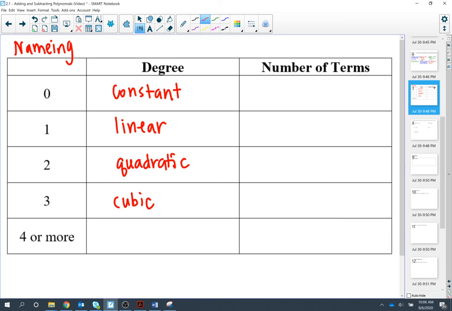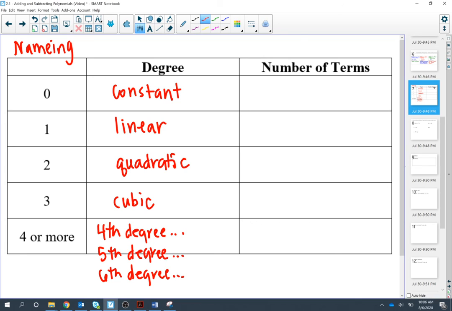If it has a degree of 4 or more, you just use the number. For example, you just say 4th degree, 5th degree, 6th degree, and so on. If it's got a 7, 7th degree. If it's got a 100, 100th degree. You just call it the number. We don't have special names.